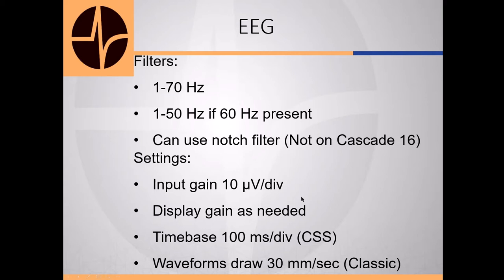For settings, you want your input gain to be as sensitive as possible, and display gain as needed. In our surgical studio software, the time base is 100 milliseconds per division, which is what we're used to, so each division is 1 second. Or on classic, that is waveforms drawn at 30 millimeters per second. That's what you're used to looking at for EEG. If you're looking for slowing, you might want to take that down to 10 or 15 millimeters per second because you want to squish it, since when you squish the EEG, the slow waves are accentuated.